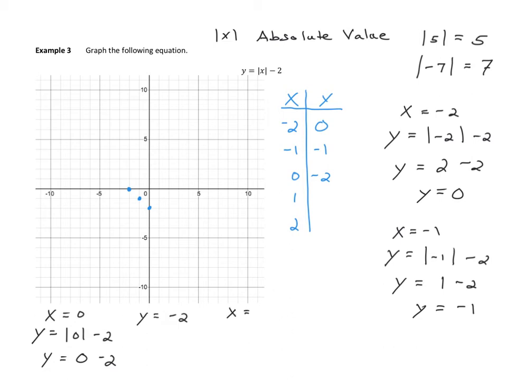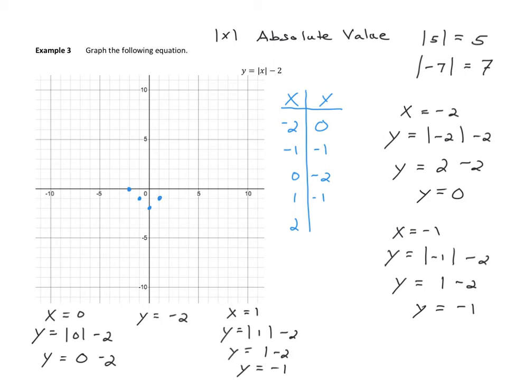Let's see, we also have x is equal to positive 1. If we put this into the equation, that's the absolute value of 1 minus 2. Well, the absolute value of 1 is 1. And if you subtract 2 from 1, you get negative 1. So that's the corresponding y value, negative 1. If we plot this, that's 1 in the x direction, negative 1 in the y direction. So that is right here.